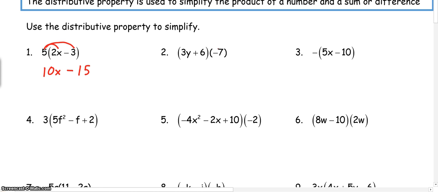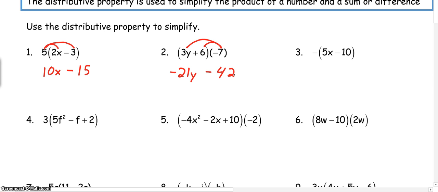Number 2, we have parentheses 3y plus 6 times parentheses negative 7. Now, parentheses negative 7 is just there to remind you that the negative goes with the 7. So even though it's at the back of the parentheses, it still gets distributed because the other set of parentheses has more than one term. So we're going to multiply with negative 7 to both terms. 3y times negative 7 is negative 21y. 6 times negative 7 is minus 42.